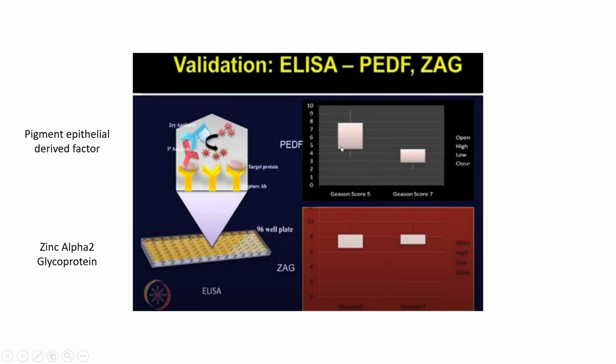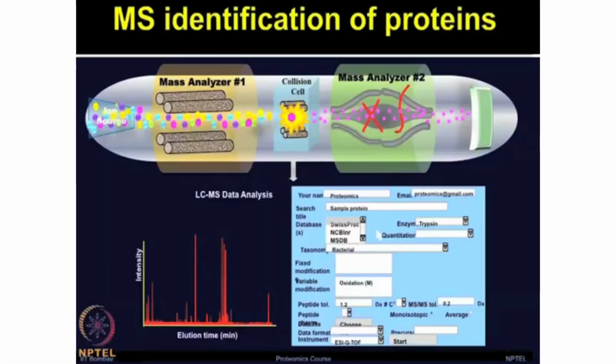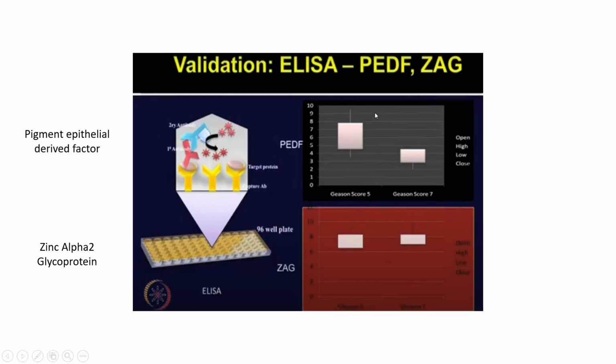So how did they confirm this specific variation? Here, by doing the mass spec analysis, they found that certain proteins were downregulated and certain proteins were upregulated. Now they wanted to confirm how much upregulated and how much downregulated, because in mass spec analysis you can just find that it is either upregulated or downregulated. So how much exactly? They tried to find that using the ELISA technique.